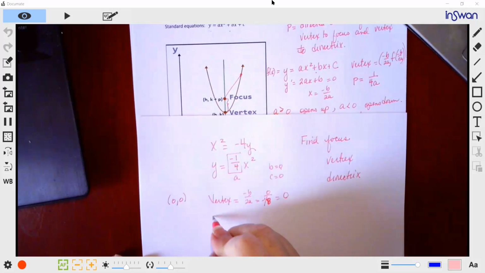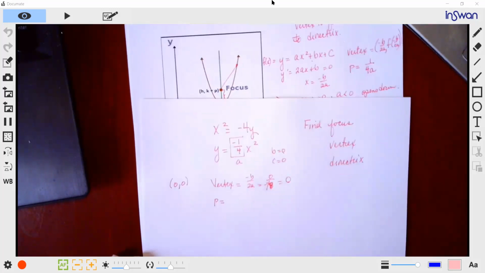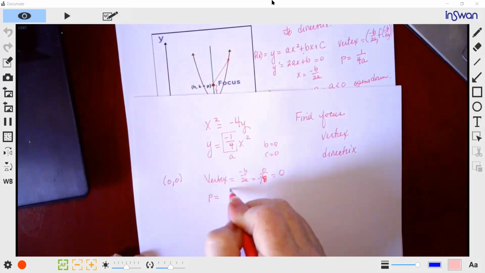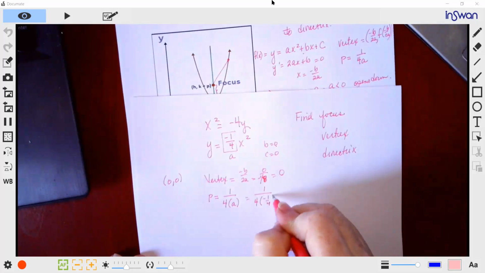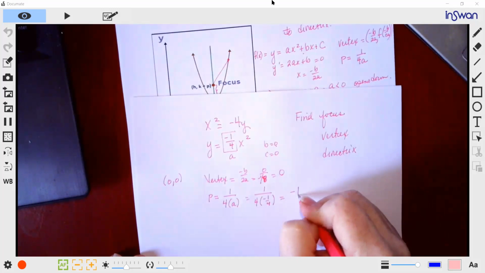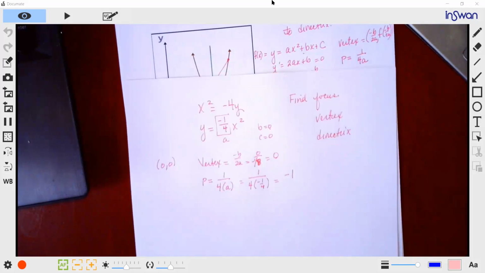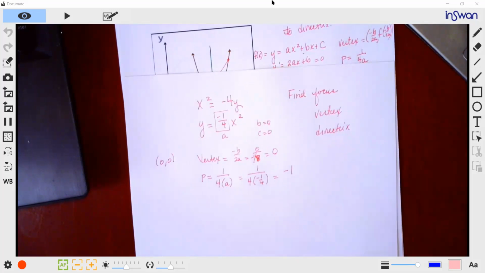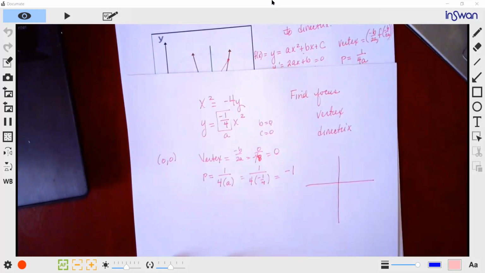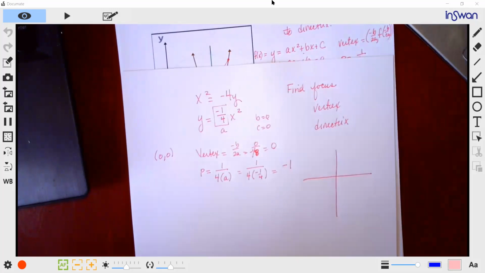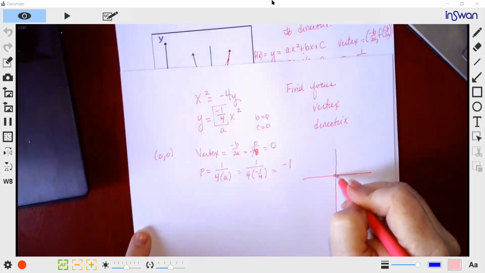Now, what is p? P is going to be 1 over 4a. So that's going to be 1 over 4 times negative 1/4, or 1 over negative 1, which is negative 1. What's the significance of p? Well, p tells you how far you travel along the axis of symmetry away from the vertex to get to the focus. So the vertex on this one is 0, 0.